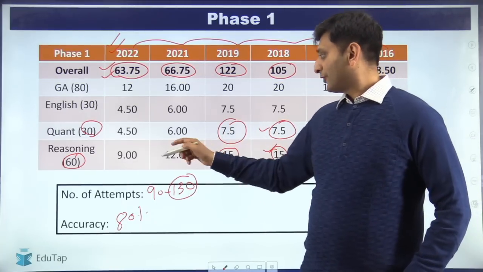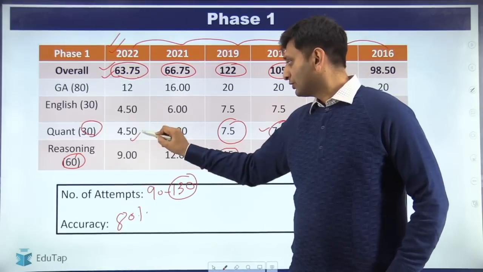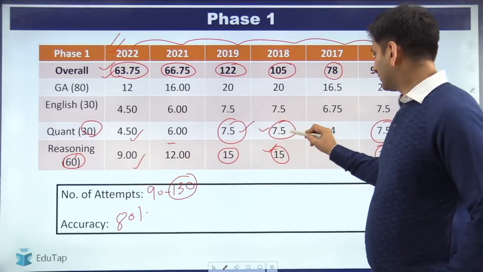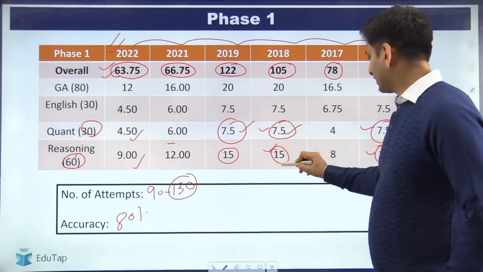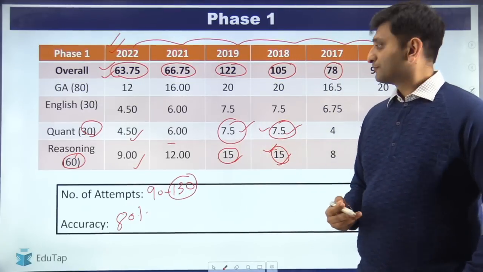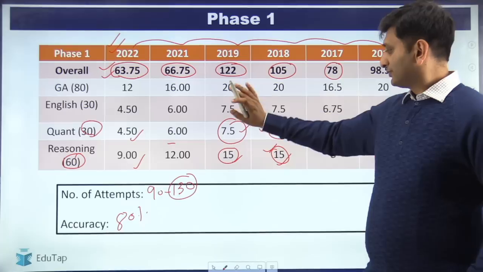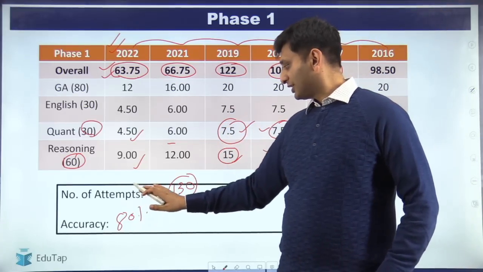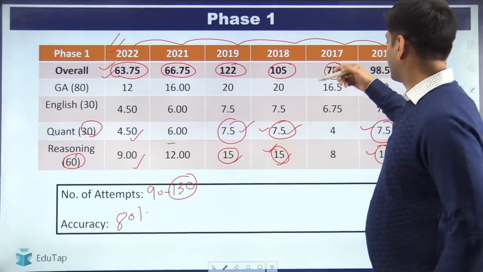And when the paper is tough, obviously the cutoffs have been going lower also. But still, this is the number. If you can achieve this, you're really safe. Even if the paper is easy or tough, doesn't matter. Right. So this is the number of attempts and accuracy.